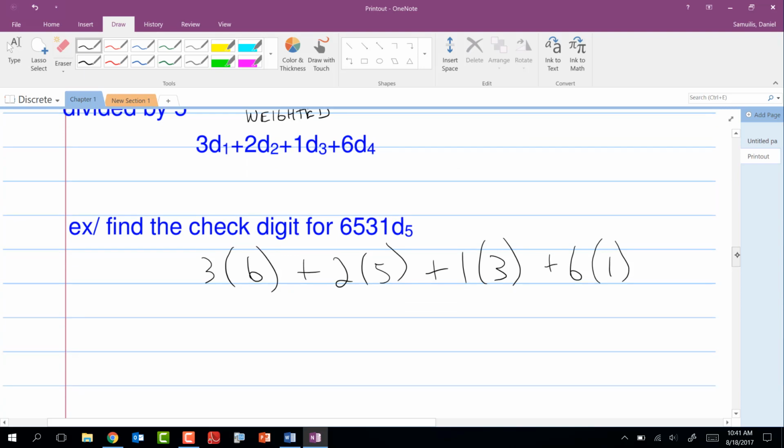All right, I stopped there. So D5 has nothing to do with the sum. D5 fumble. D5 is the remainder when the weighted sum is divided by 5. So we've got to go ahead and find that.